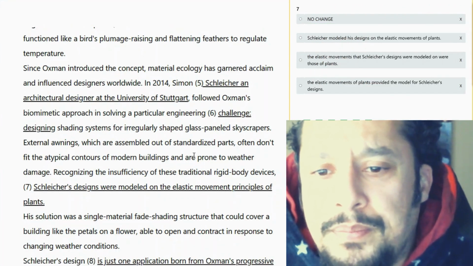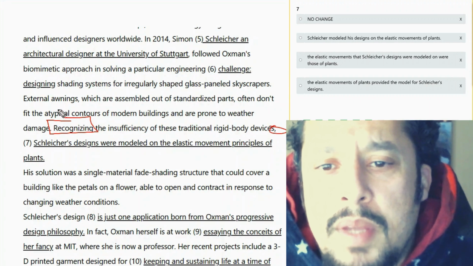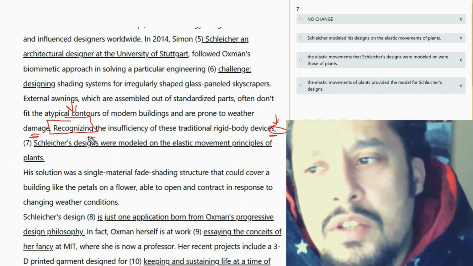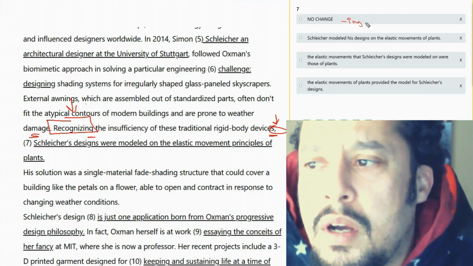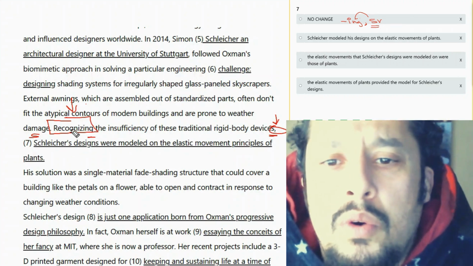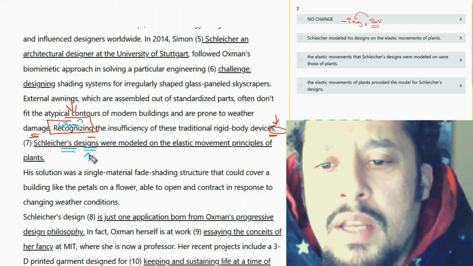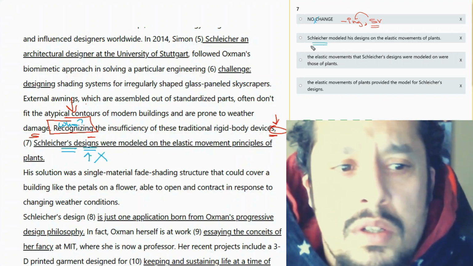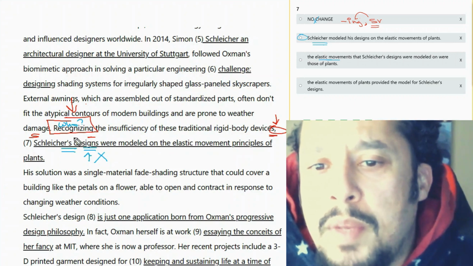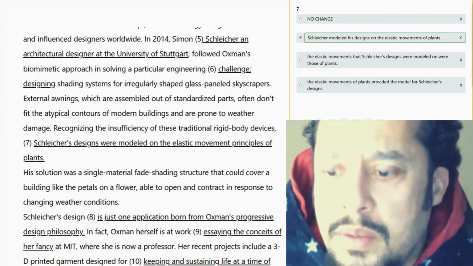Number 7. Number 7, I like these questions. Recognizing the insufficiency. You see how I start with -ing and how I have a comma. So after an -ing phrase and a comma, a subject must come. After -ing and a comma comes a subject. So -ing, comma, subject, verb, and the subject must be the subject of the -ing phrase. Meaning what? Here, who is recognizing? So Schleicher's designs, are they recognizing? No, that's illogical. Schleicher, right. This is a good answer because this is the correct subject for the modifier. The elastic movements, are they the ones recognizing? No. And again answer D is like answer C. So here we say answer B, Schleicher.